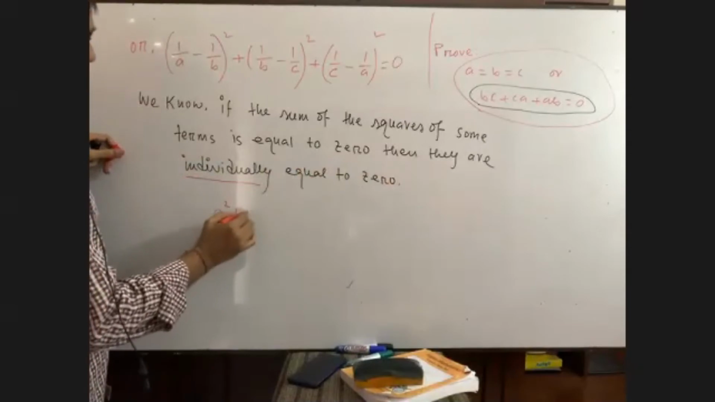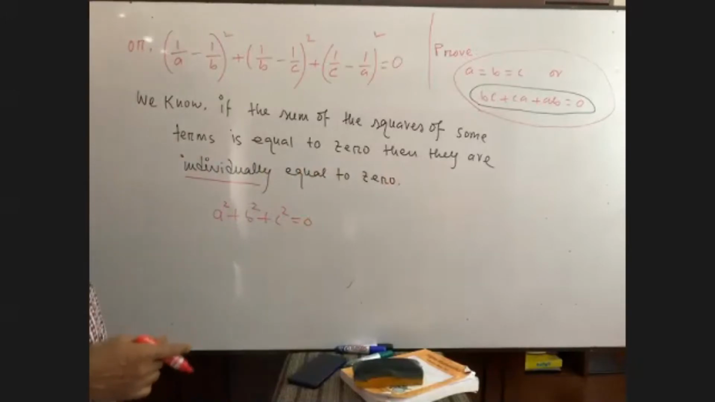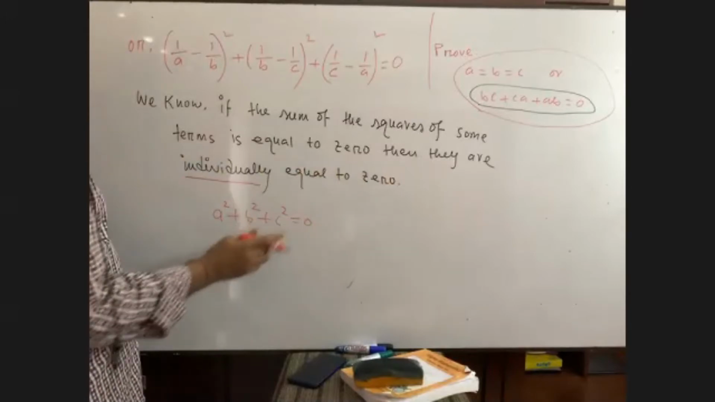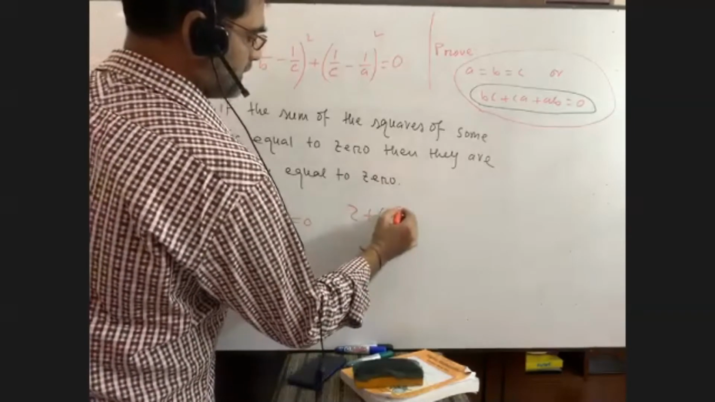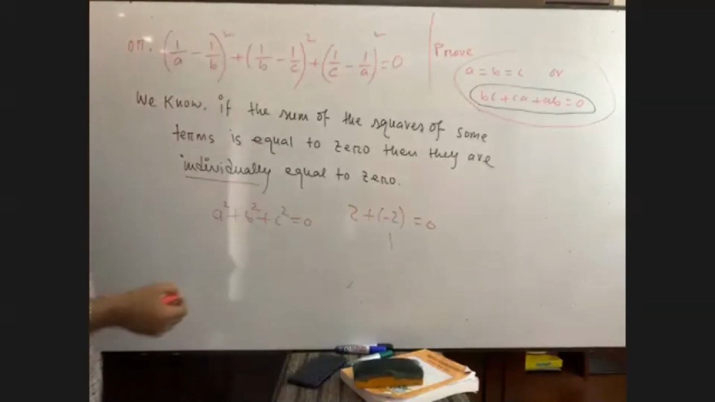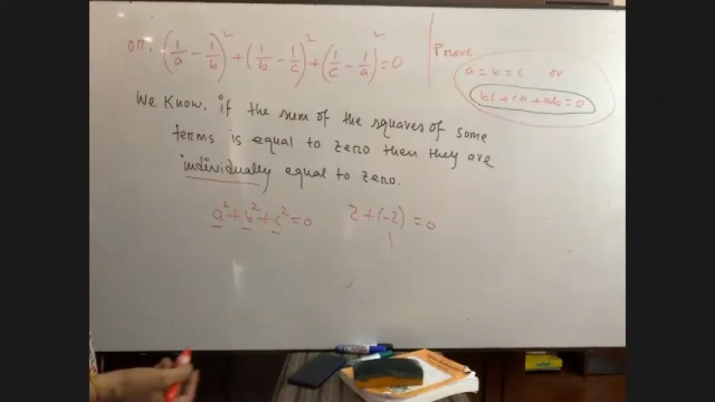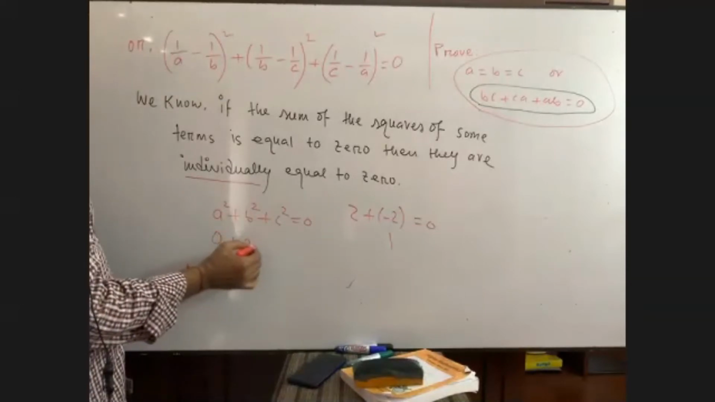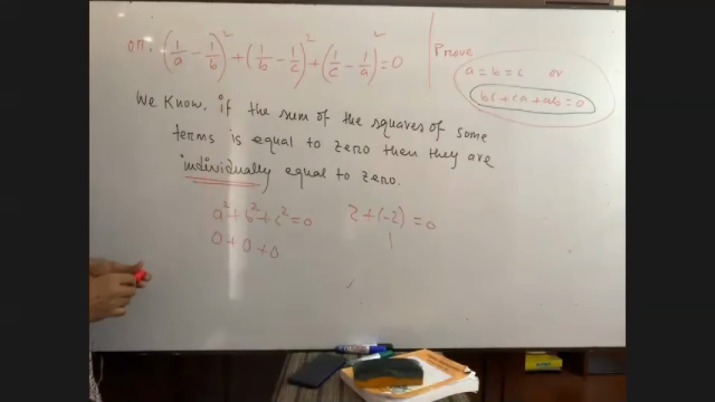Suppose a square plus b square plus c square is 0. If a, b, c are not individually 0, then it will be always greater than 0, because there is no minus sign here. The sum will be 0 if there is a minus sign. Otherwise, it is never 0, right? Yes, sir. Okay, but there is no negative here. So, it is always greater than 0, but it is 0 if and only if a is 0, b is 0, and c is 0. They are individually equal to 0. That I have mentioned here.